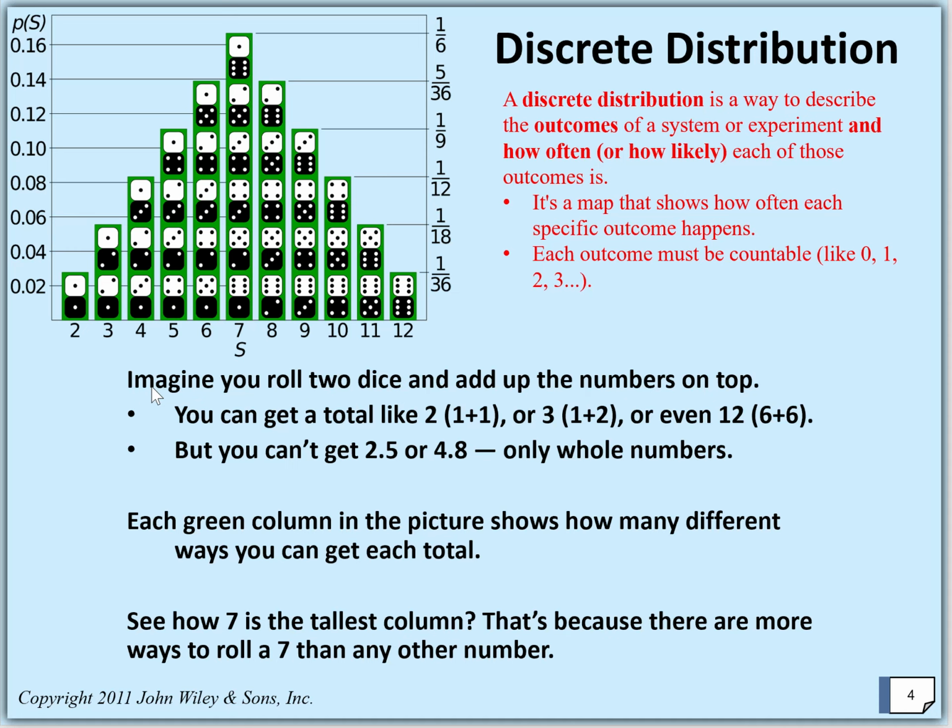You can get a total from 2 to 12. You can't get 2.5. So each column shows how many different ways you can get each total, and we see that 7 is the tallest. Now, discrete distribution is a way to describe the outcome of a system or experiment and how often or how likely each of those outcomes can happen. It is a map, it is intelligence or a table that you gain insights from. Each outcome must be countable, 0, 1, 2, whatever, right? So this is an example of a discrete distribution.